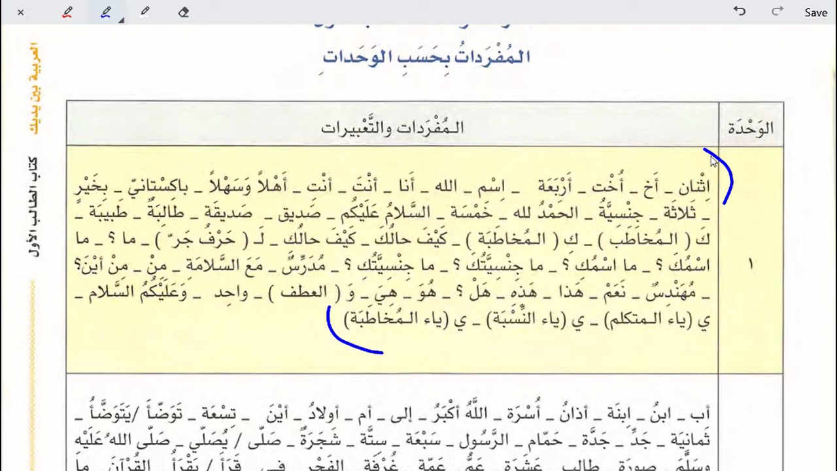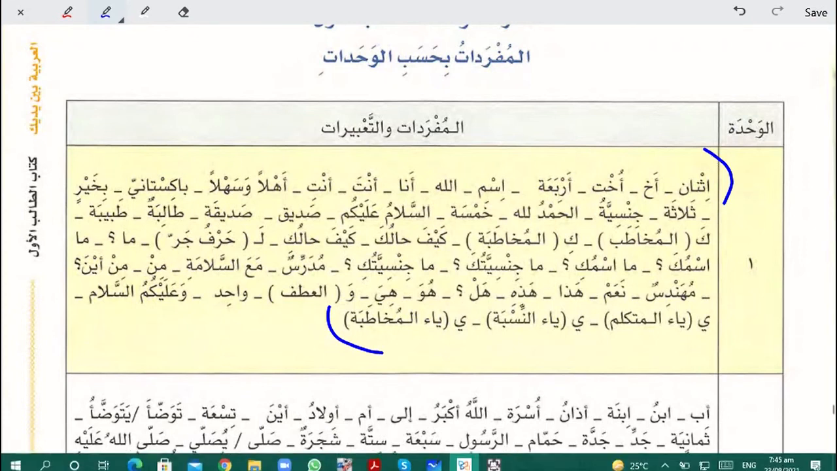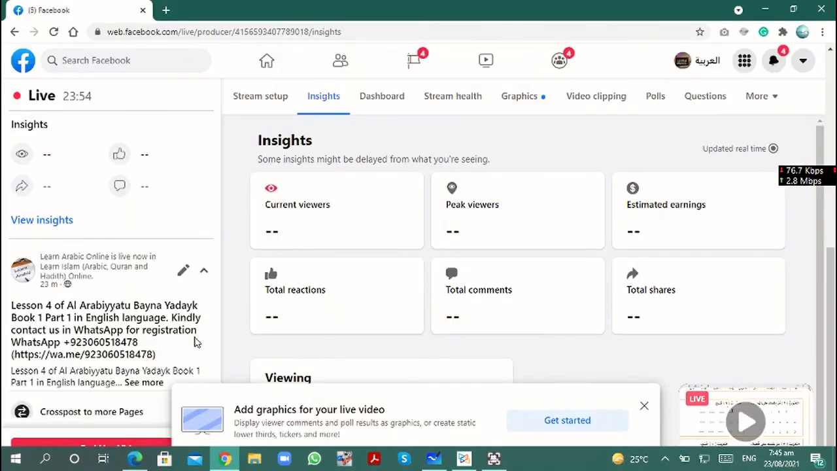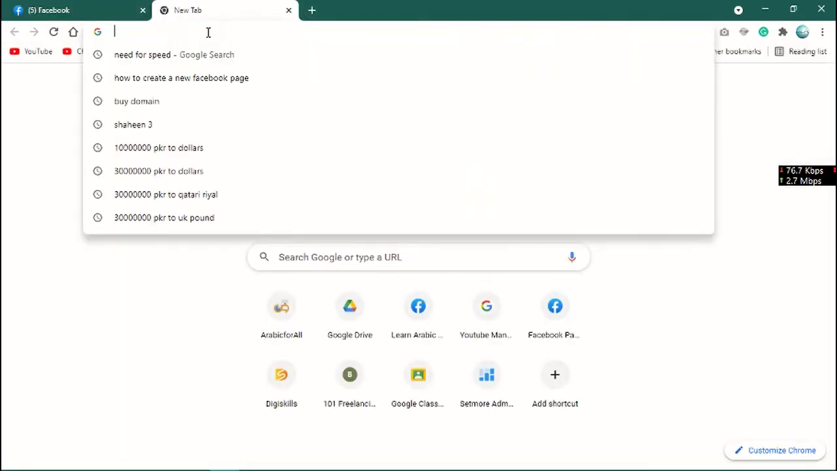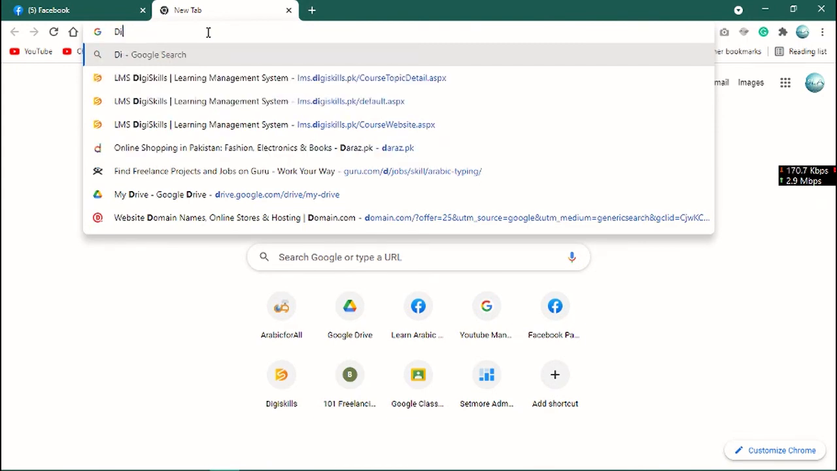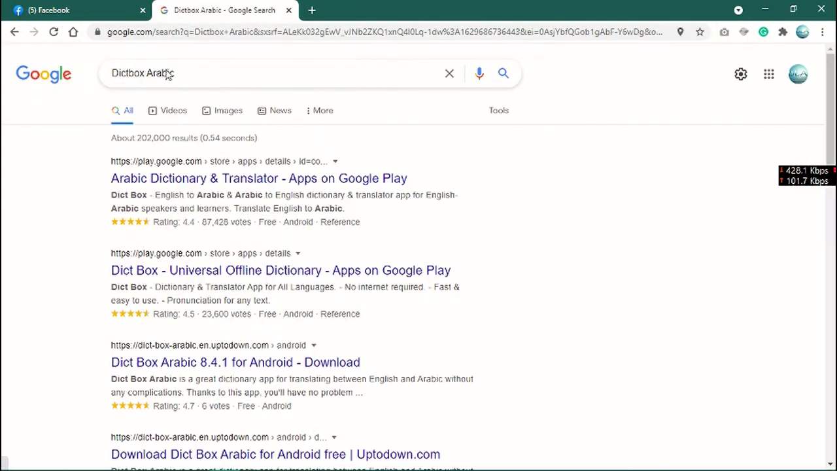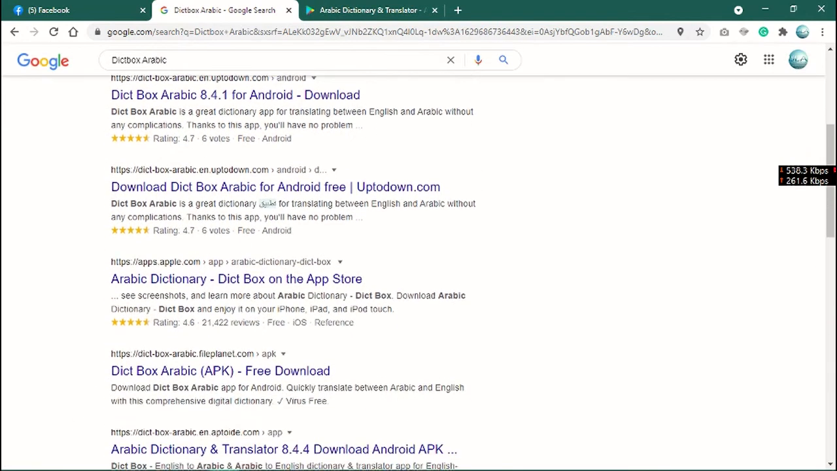You can use a dictionary if you forget the meaning of anything, or you can ask me as well. When it comes to dictionaries, the dictionary I recommend is known as Dict Arabic. Dict Box has many dictionaries. Download this one, which is known as Dict Box Arabic. It is available in the Google Play Store and it is available in the App Store as well, for iOS.